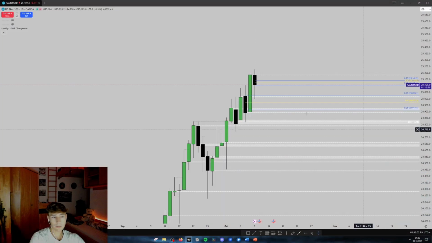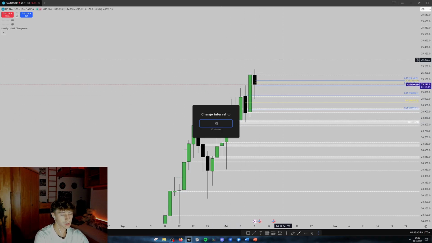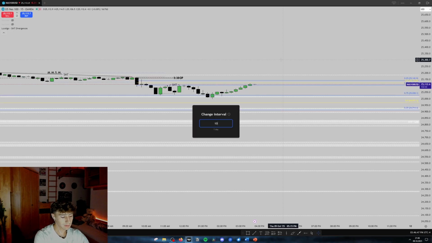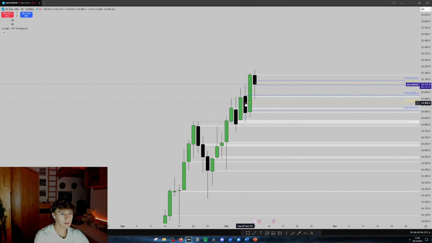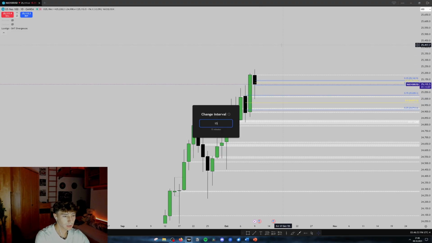So let's start on the daily chart. Right here you can see we are definitely at all-time highs once again. Still difficult price action, still stuck in this range, or basically high resistance, on the daily chart. So basically important levels are actually on the lower time frame.